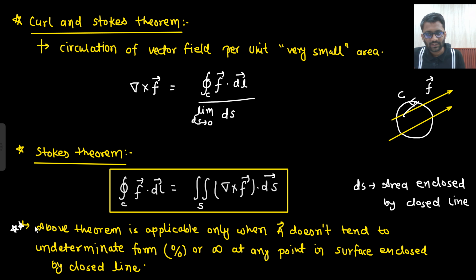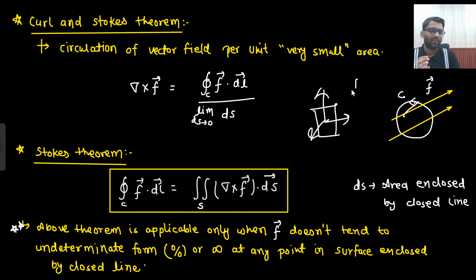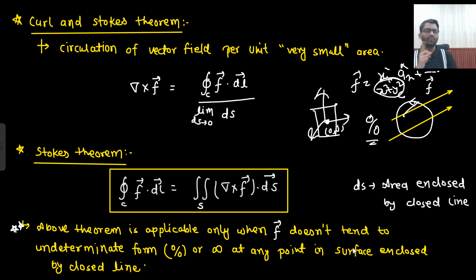Again, a very important point: it will be applicable only when your F does not tend to an indeterminate form, 0 by 0 or infinity, at any point in the surface enclosed by a closed line. Let's say this is the surface enclosed by a closed line, and my vector field is x square upon x square plus y square, ax cap. Then at 0 comma 0, this will go to 0 by 0. If it is going to 0 by 0, at that time you cannot apply this theorem. Are you getting this point?